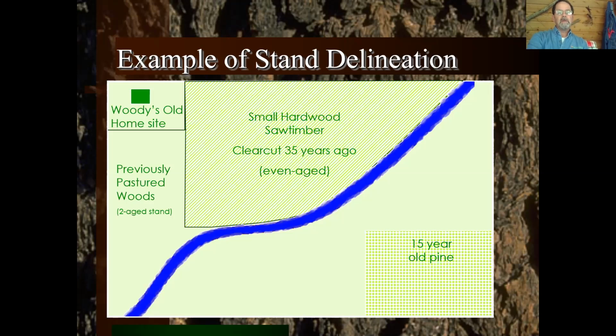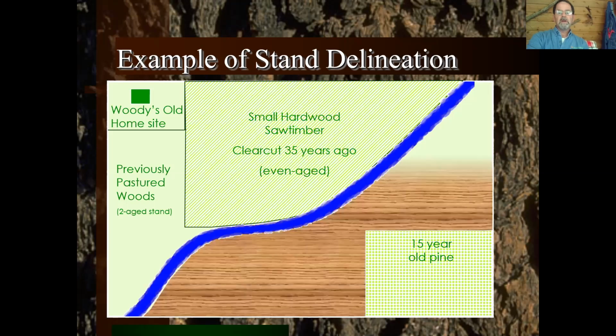Over here, right behind the house, is where Woody had his livestock, and this was heavily pastured, and there were some residual trees left out there when Woody stopped pasturing it. But underneath those residual trees developed a nice, beautiful young sapling stand of mixed hardwoods. And so we would call this a 2-age stand. And this stand, what it needs is for that overstory to be harvested off and to release this understory.